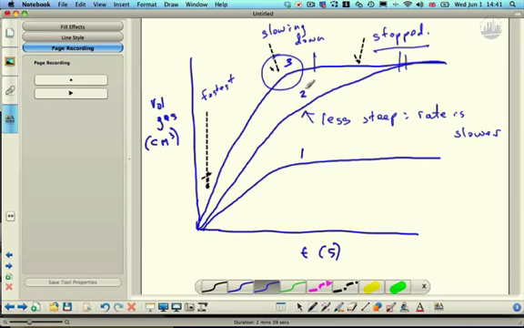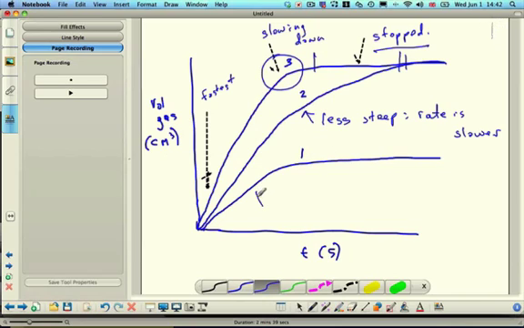Reaction 2 is faster. Why is it slower? Well, we can see from the graph it's got a lower gradient. Chemically, why is it slower? Well, it's probably got a lower concentration or higher particle size, and we're going to discuss that in the next couple of slides. We're going to come back to graph 1 later.